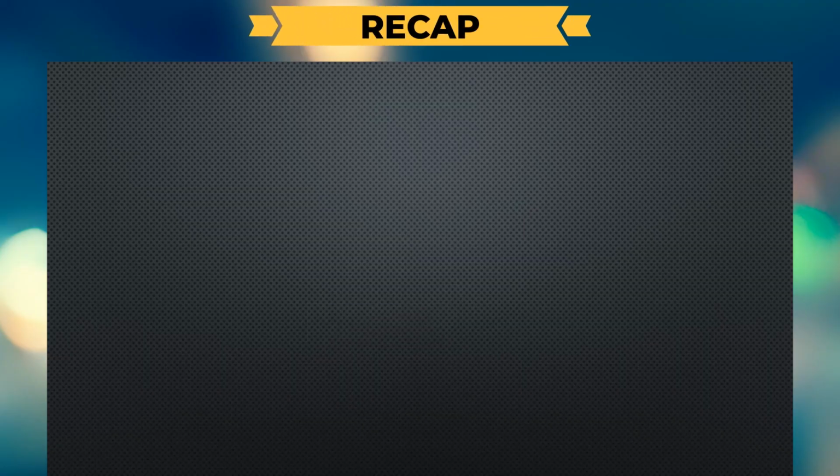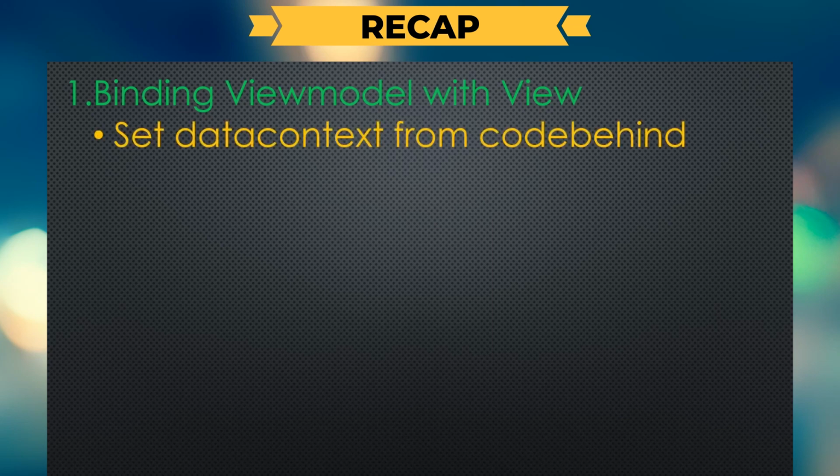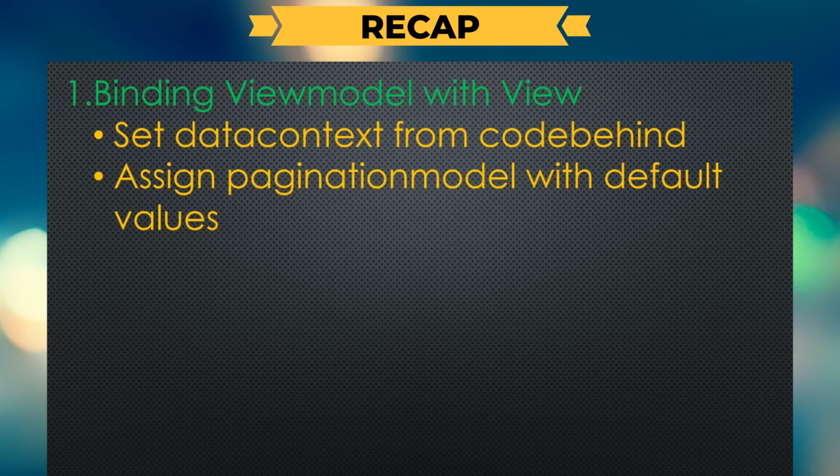It's time for recap. In this video, we saw how to bind the view model that we have created with the view. It was a very long video. We first set the data context from the code behind. There are several ways of doing this. Setting it from the code behind is not a proper MVVM way of doing things, but we are doing it as of now. In the next video, we will change it and remove it from the code behind. The next thing we did was, inside our view model, we assigned the pagination model with some default values, like total pages, total items per page, and basic stuff.